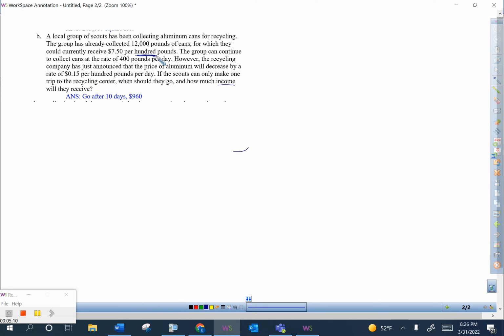That's important. And then it says the group can continue to collect cans at the rate of 400 pounds per day. However, the recycling company announced that the price of aluminum will decrease by 0.15 per 100 pounds. And if the Scouts want to make only one trip to the recycling center, when should they go and how much income would they receive? So the when should they go, that's our variable. So our X is going to be the number of days.